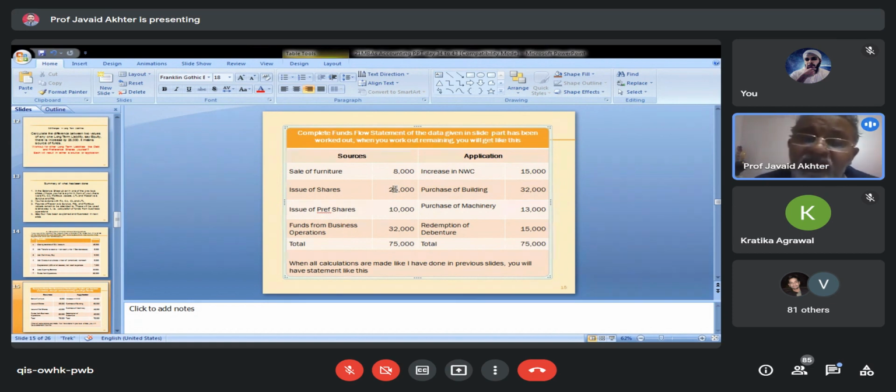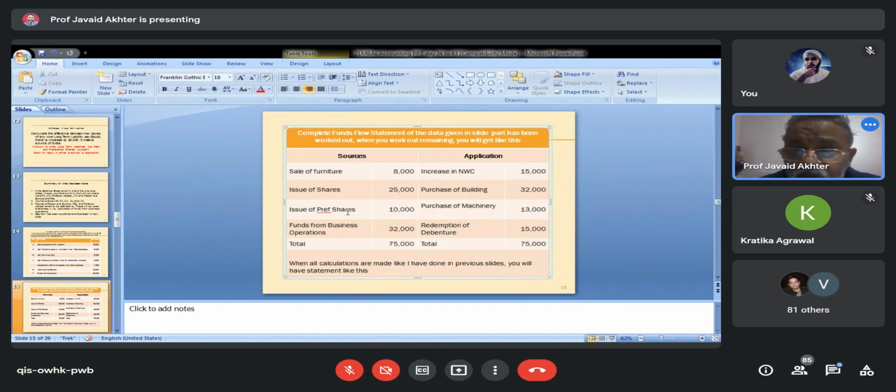I have just given you one example. There are several examples which can be given, and based on that we can decide about the financial health of a company. So that was the basic objective: from what all sources has the company received money, and on what various heads has it spent money. Let me give you one more example before I close.